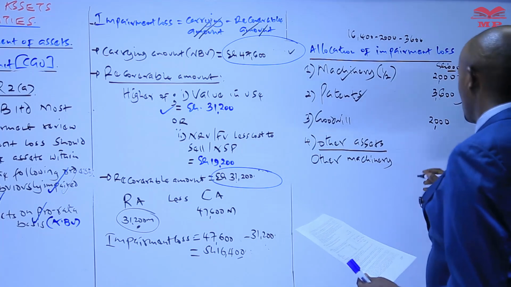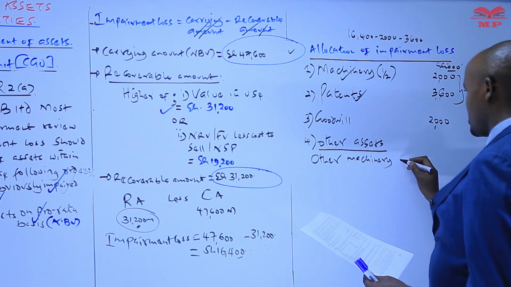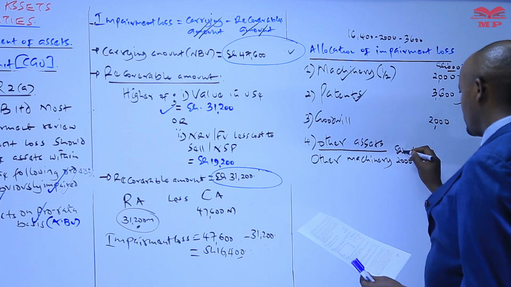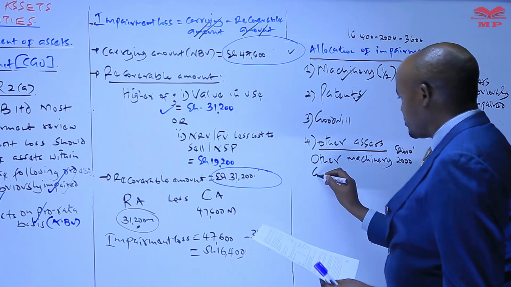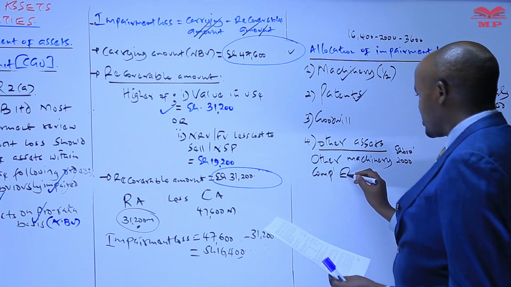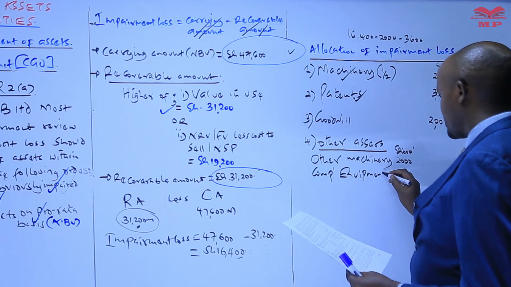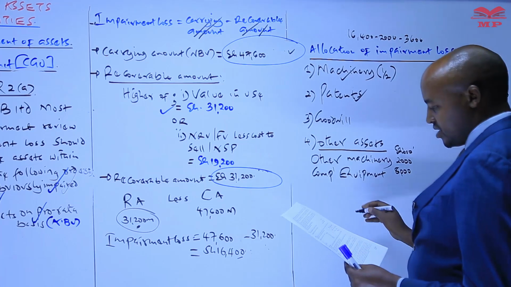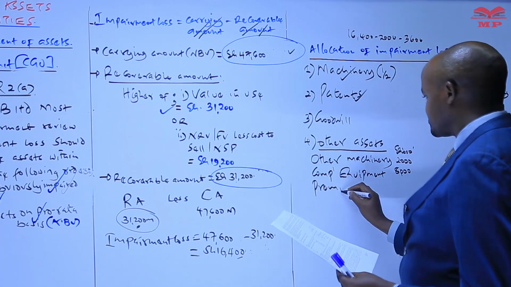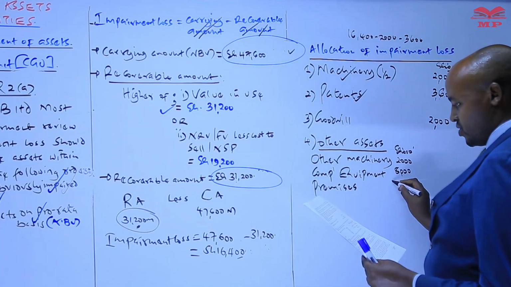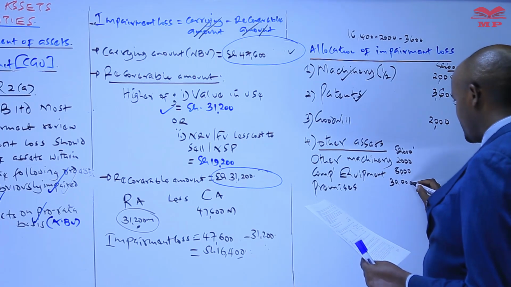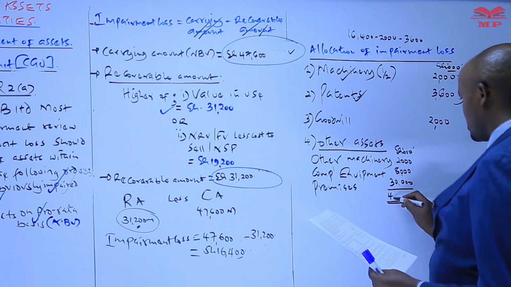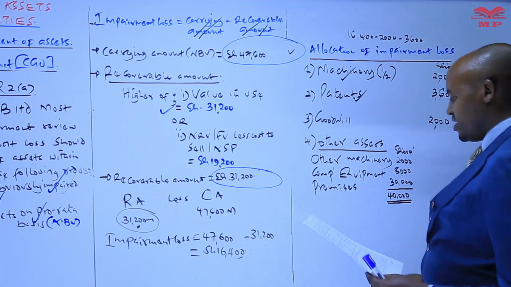So the other machines will be having a net book value of what? A net book value of 2 million, or a carrying amount of 2 million. And below that we have computer equipment. We have not allocated any impairment loss to those computer equipment. The net book value or carrying amount is 8. And then we have premises, whose value is 30. So that means the total carrying amount of these three assets is 40.